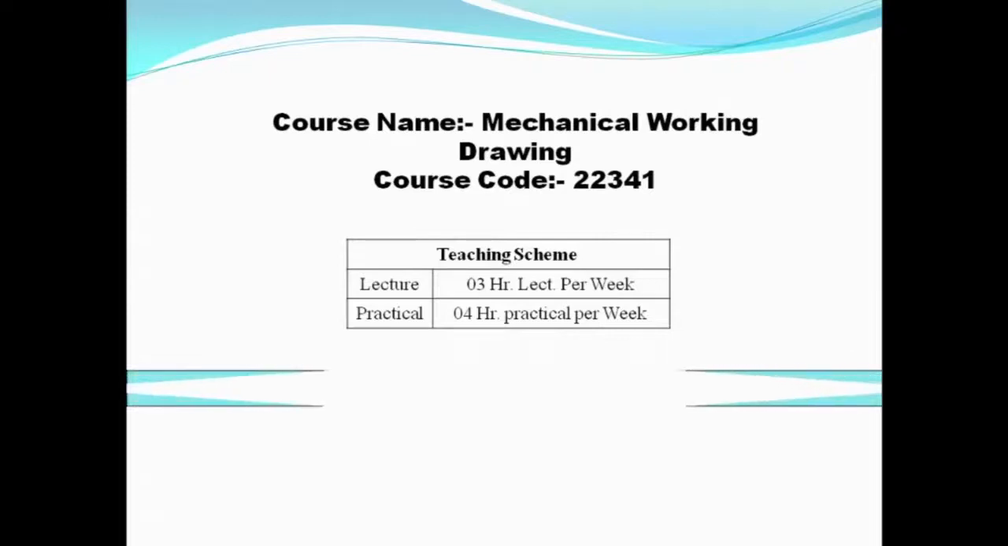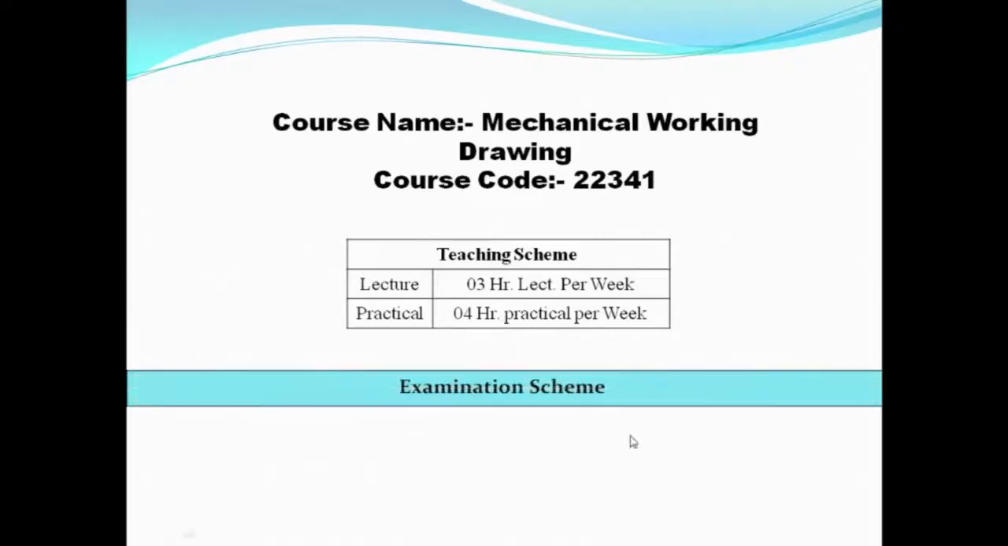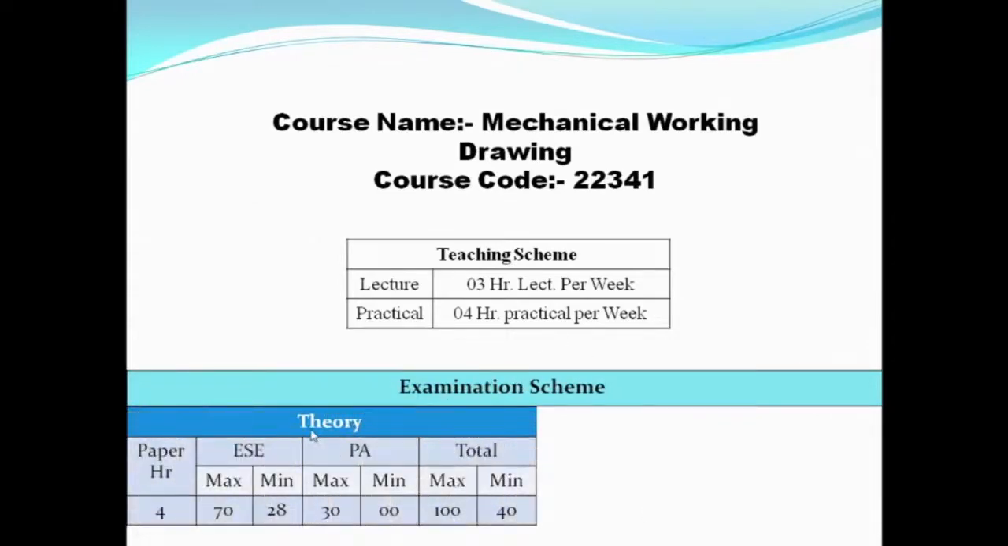Next is the examination scheme. In the examination scheme there are 2 categories. The first one is the theory examination. The theory examination is subdivided into 2 types, that is the end semester examination. This end semester examination is conducted at the end of the semester by MSBTE. The maximum mark for this examination is 70 and the minimum mark for this subject is 28. The paper has an allocation of 4 hours.